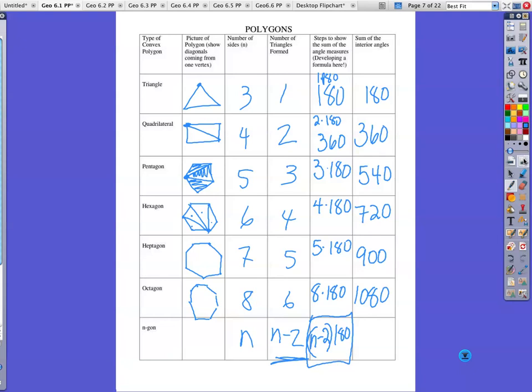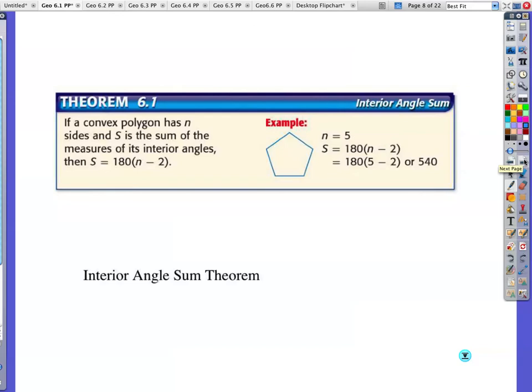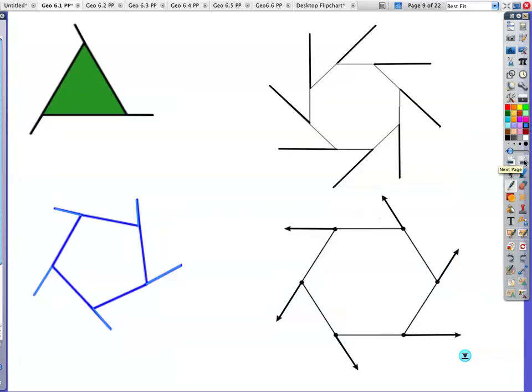Okay, enough. Here's your formula, your book stuff here. It's called the interior angle sum. We're going to move on. Okay, talk about exterior angles here. And you should have a sheet for this too.